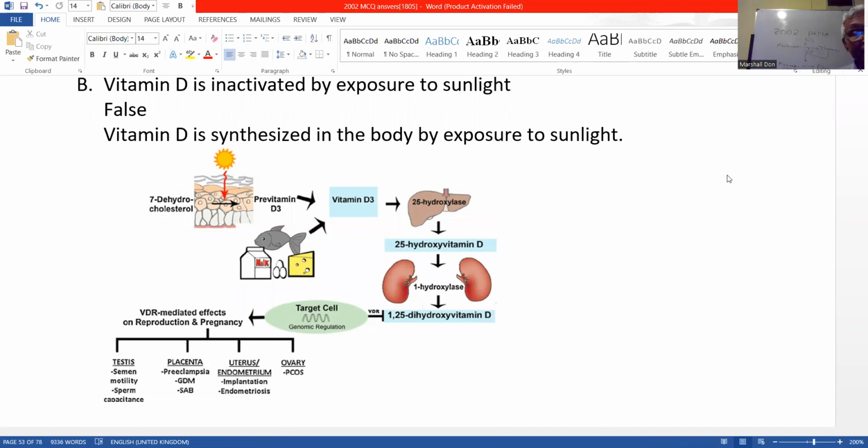Now we will see how vitamin D is synthesized. Starting material is cholesterol. From cholesterol, when exposed to sunlight in the skin, it produces vitamin D3. Vitamin D3 is converted to 25 hydroxy vitamin D by the liver. So skin is involved. After that, the liver.